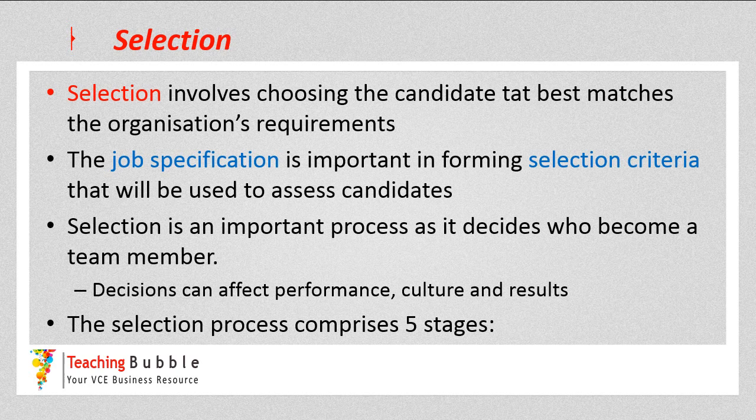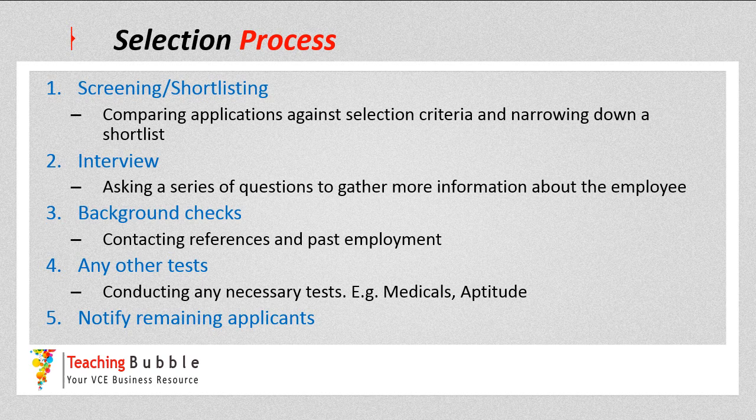So selection is an important process as it decides who becomes a team member, and the decisions that an organisation makes there can affect performance, culture, results, all those types of things. Now it's important that you know a selection process. There's no specific process listed in the study design, but this is the one that we use. First of all is to screen and shortlist, which is comparing applications against the selection criteria, sorting through them and narrowing down a shortlist that you can then interview.